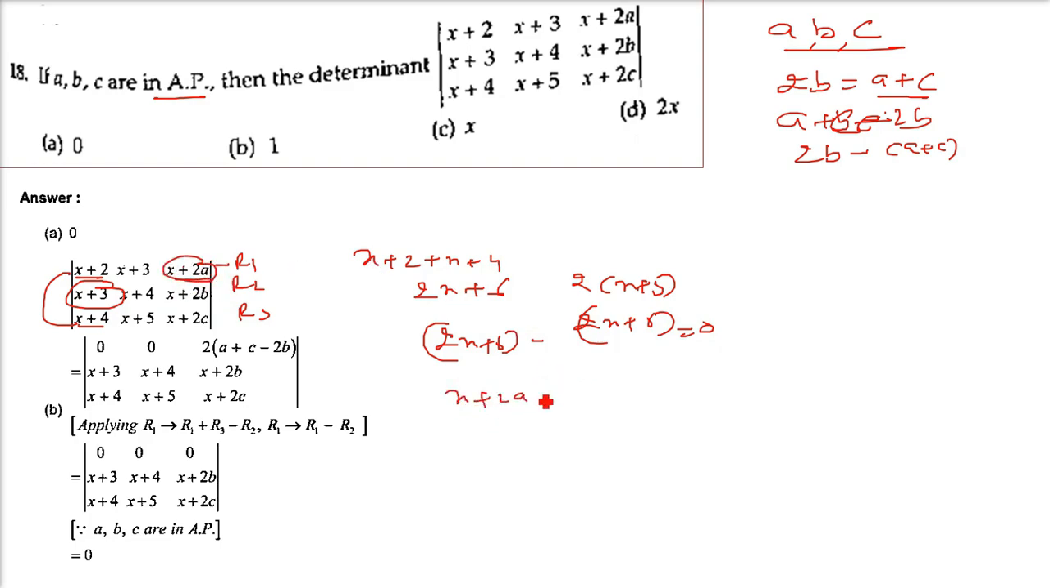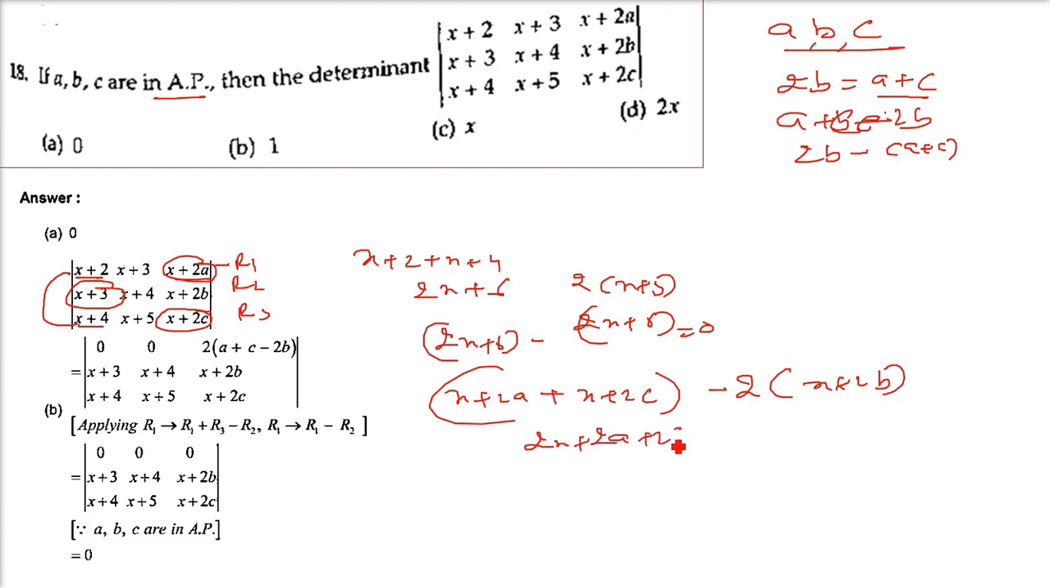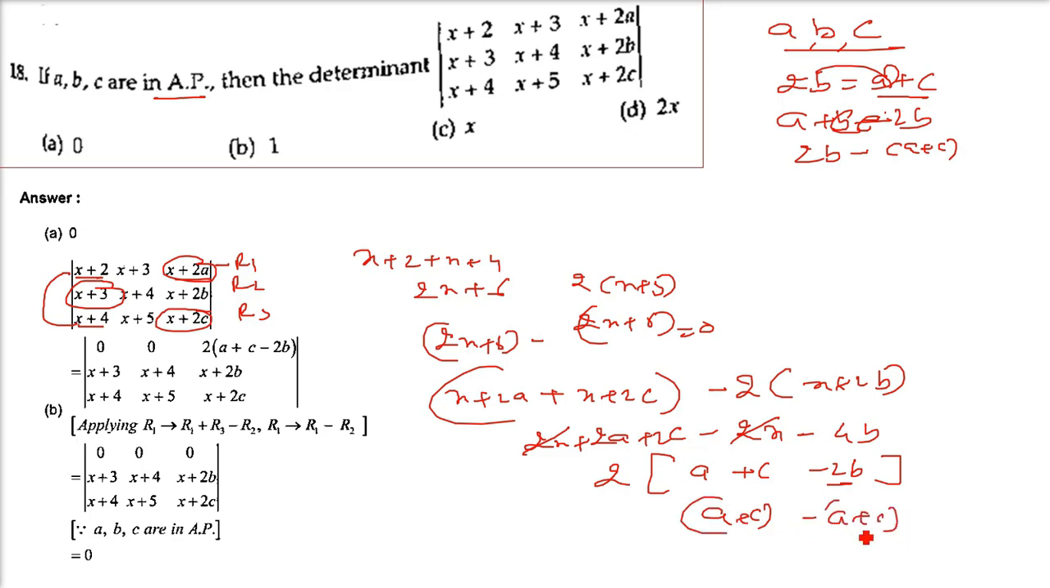What we'll do is, let us take the third one also, x plus 2a plus x plus 2c, and then subtract twice of x plus 2b. So this is 2x, this is 2a plus 2c, this will be minus 2x and minus 4b. What do we get here? The 2x gets cancelled. Twice you can take common, and this will be a plus c minus 2b. And we know that 2b equals a plus c. So a plus c minus (a plus c) is going to be 0.